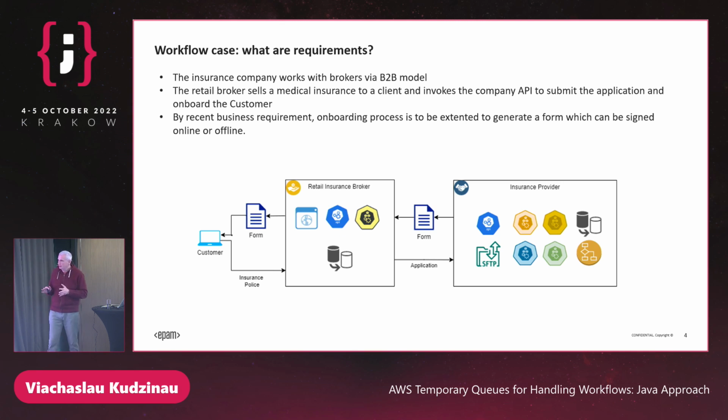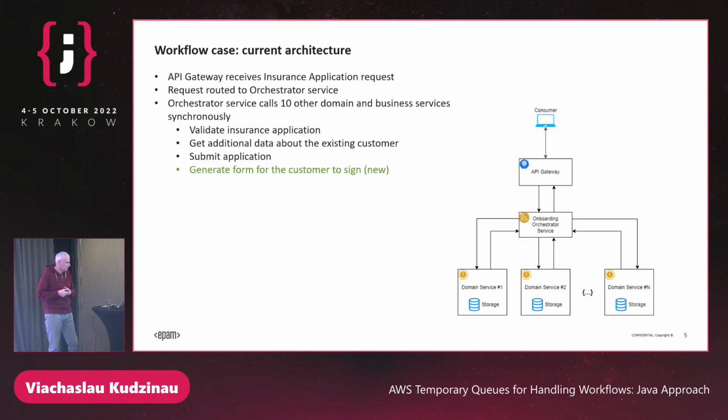For the insurance provider, if we speak about enterprise architecture, we have API gateways, different services, and different integration points like SFTP. We have, of course, our storages and orchestrators. For the retail insurance broker, there will be some UI applications for mobile, web, different channels, again services, and API gateways, and we integrate with our insurance provider. So this is our current architecture.